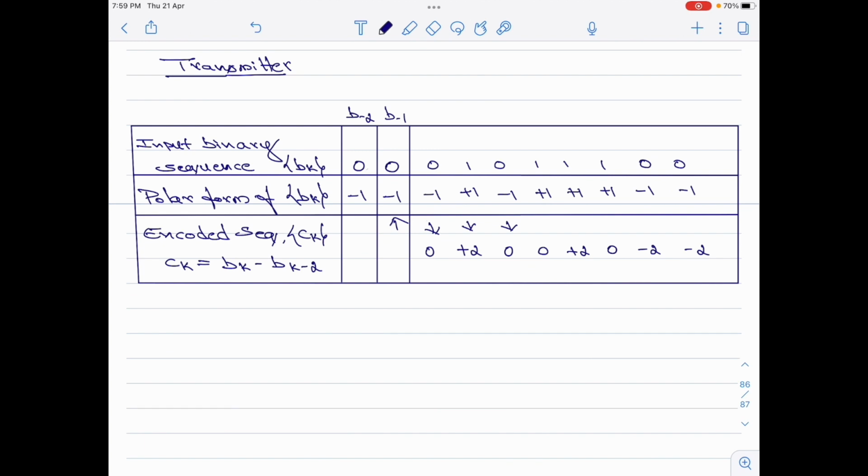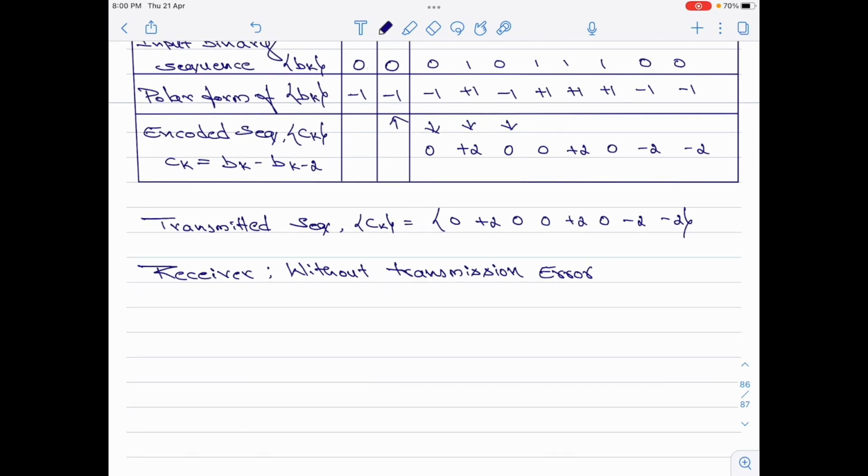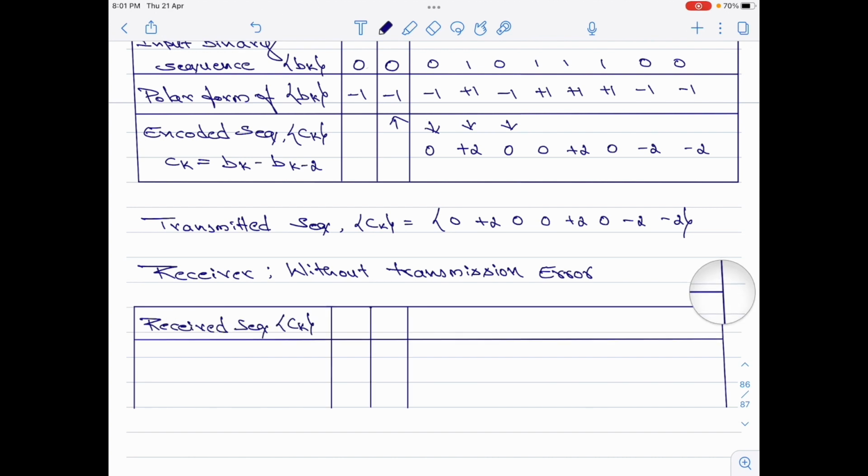Please note, the same sequence will be transmitted by the system. So, therefore, I will write the transmitted sequence as, right, this is the transmitted sequence. Let me now move on to the receiver part when there is no transmission error. I'm going to once again construct a small table here. I'll start with the received sequence. Under the assumption of no transmission error, this will be exactly equal to the transmitted sequence.